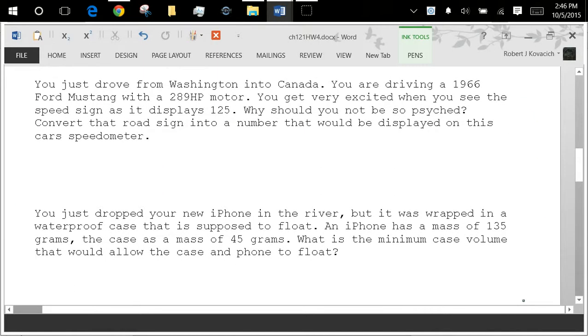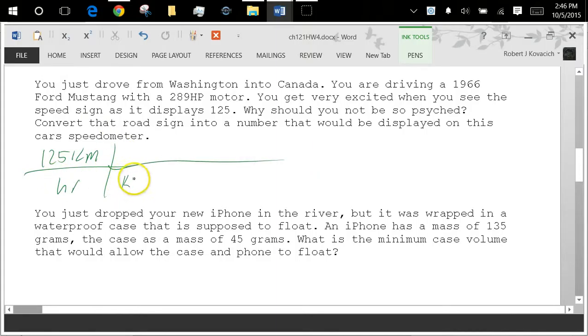Okay, so this one, should you be excited at a sign that says 125? Not so much, because it's a lot slower, right? You want to know what this is in miles per hour. So it says 125 kilometers per hour. So I need to convert that over to miles per hour.